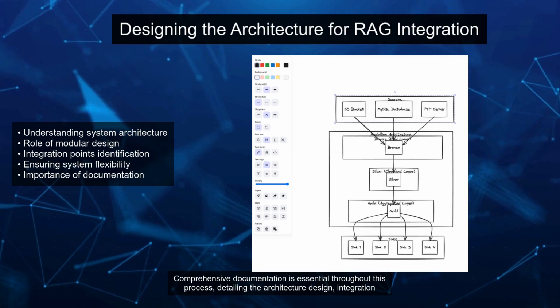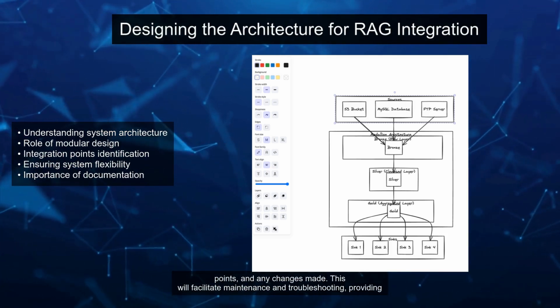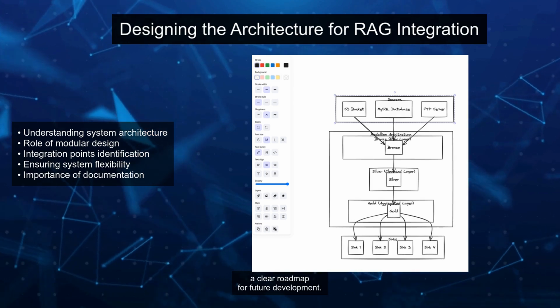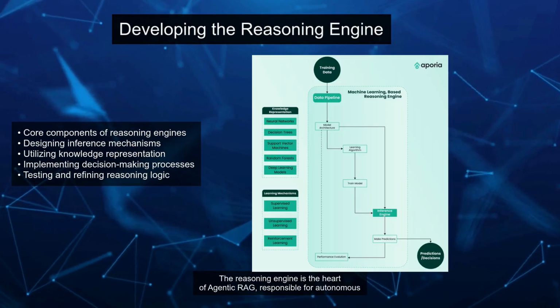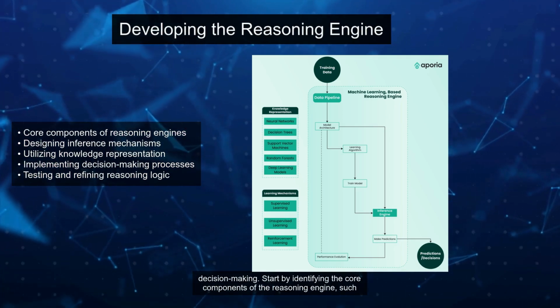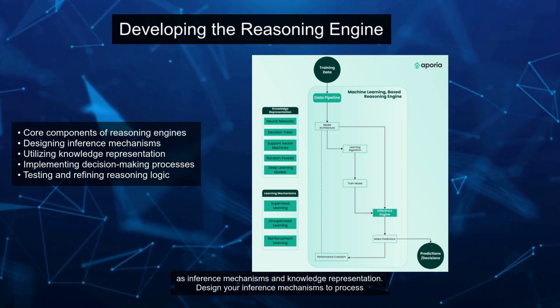Comprehensive documentation is essential throughout this process, detailing the architecture design, integration points, and any changes made. This will facilitate maintenance and troubleshooting, providing a clear roadmap for future development. The reasoning engine is the heart of Agentic RAG, responsible for autonomous decision-making. Start by identifying the core components of the reasoning engine, such as inference mechanisms and knowledge representation.